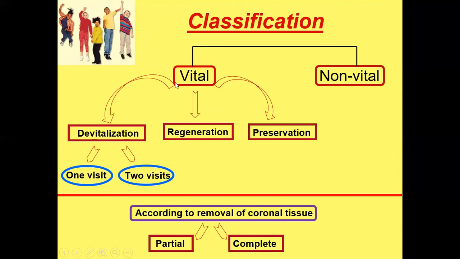In vital, again, it can be classified into three things. That is devitalization, regeneration, and preservation. When it comes to non-vital pulpotomy, that is partial pulpotomy or Chvek's pulpotomy, all those things come under the non-vital pulpotomy. Then according to the removal of the coronal tissues, again, you can classify it as two. That is partial pulpotomy and a complete pulpotomy. So these are the classification of pulpotomy, which please you guys have to go back and read your textbook. It's very important.